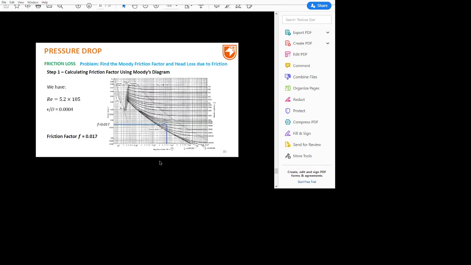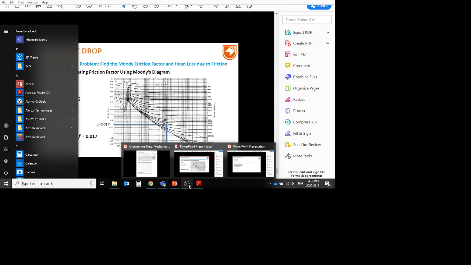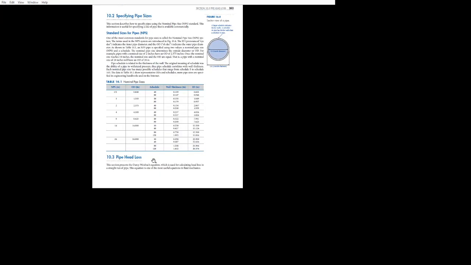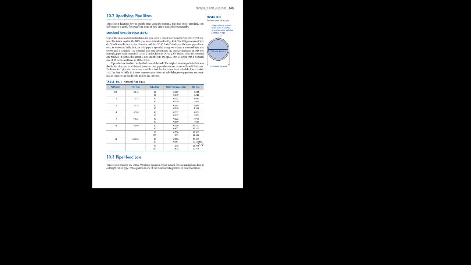Okay, so this is how we convert the NPS and the schedule number. To specify one pipeline, to know the internal diameter and the external diameter, we need two pieces of information: one, NPS, another, the schedule number. NPS gives us information about the diameter of the pipeline, and the schedule number gives us information on the wall thickness.